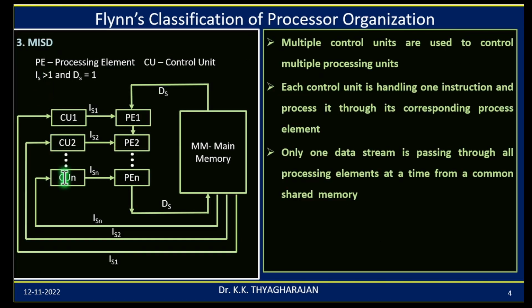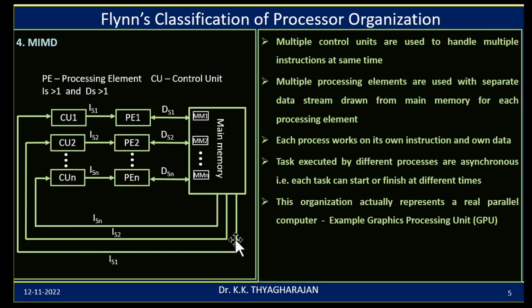If it is multiple instruction, you will have multiple control units. Single data: each control unit is having a processing unit, but the same data is flowing through all the processing units. That is why we are calling it single data. Even though there are many processing units, the same data is flowing through all of them. Multiple instruction, multiple data means you will have many control units, each control unit will have a processing unit, and each processing unit will get data from the main memory. So that is the difference.